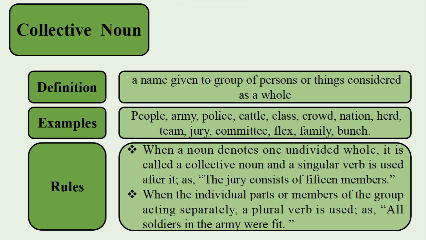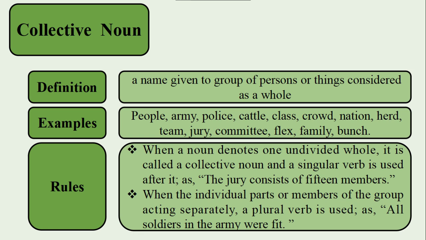So what's the tricky part? The grammar. It's usually about verb agreement. Does the noun take a singular verb or a plural verb? Right. The rule is, if the noun is acting as one single, undivided whole, you use a singular verb. The notes give the example: the jury consists of 15 members. The jury is one body.